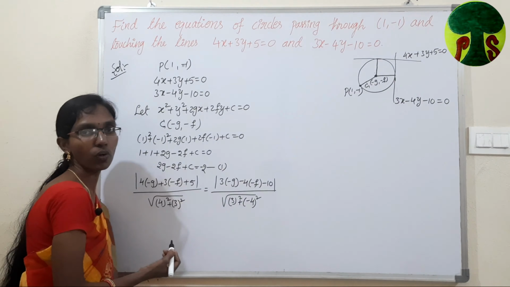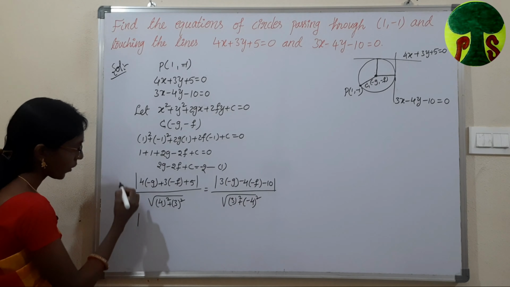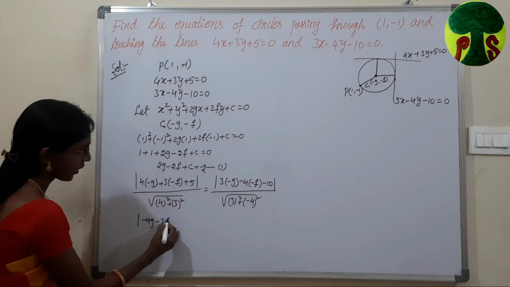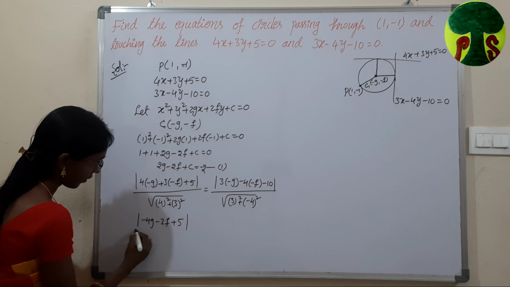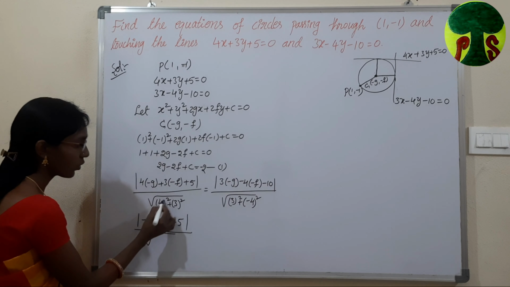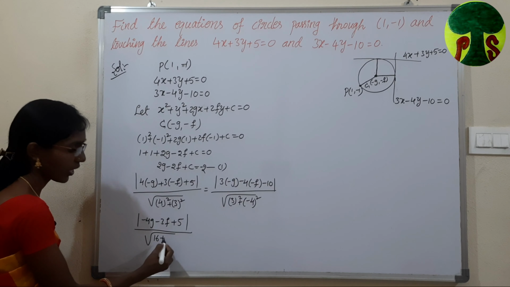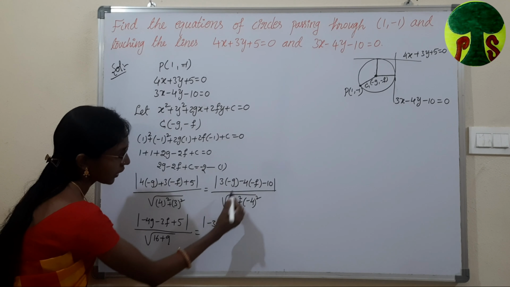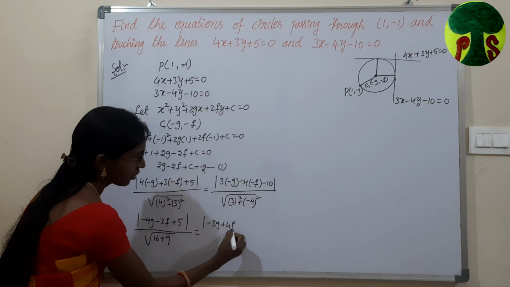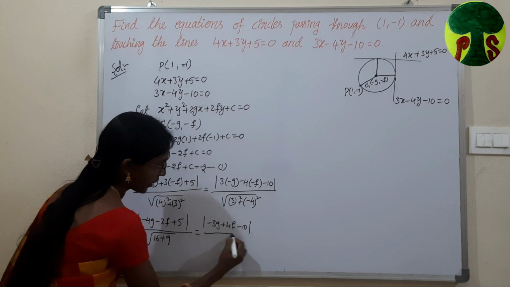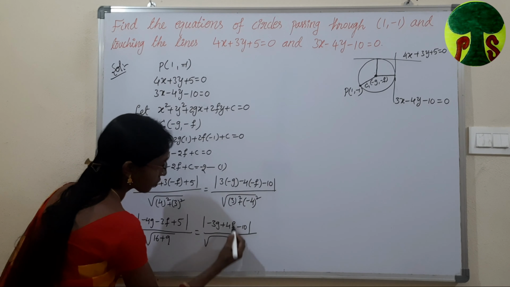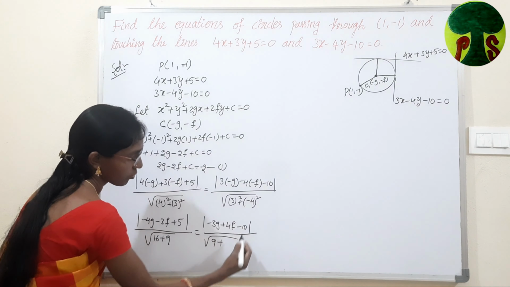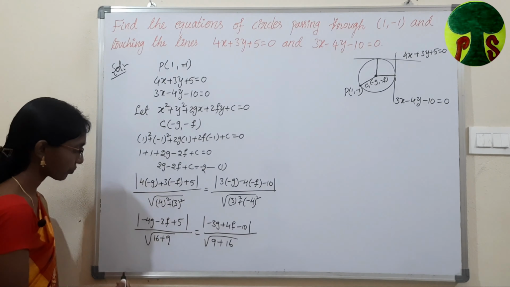Modulus of -4g - 3f + 5 divided by the square root of 4² which is 16, plus 3² which is 9, is equal to modulus of -3g + 4f - 10 divided by the square root of 3² which is 9, plus (-4)² which means plus 16.